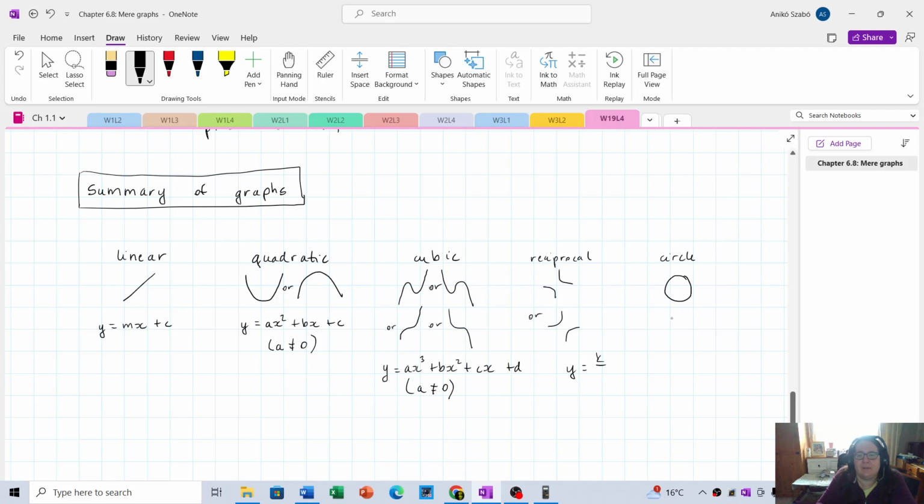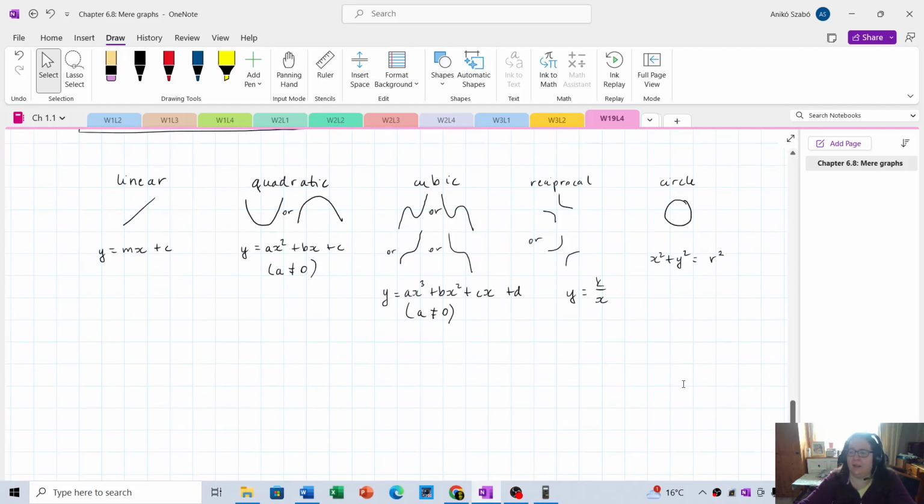Reciprocals were k over x, and the circle is x squared plus y squared equals r squared. And in the exam, they do these matching things. So they give you an equation, probably with numbers instead of these ABC letters. They will give you something, and you'll have to match it to a little picture. So here's your cheat sheet for that one.